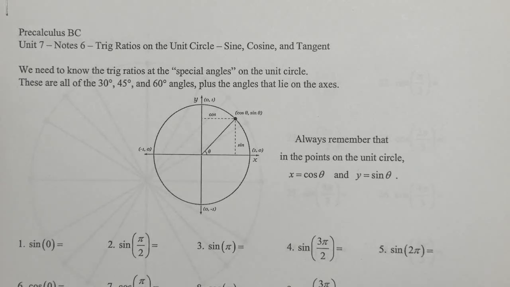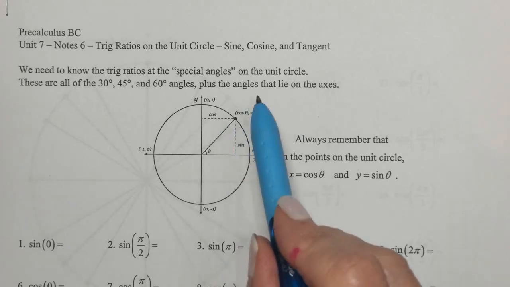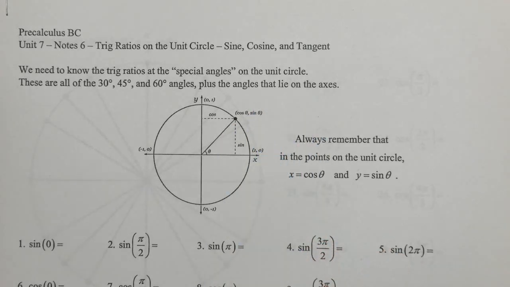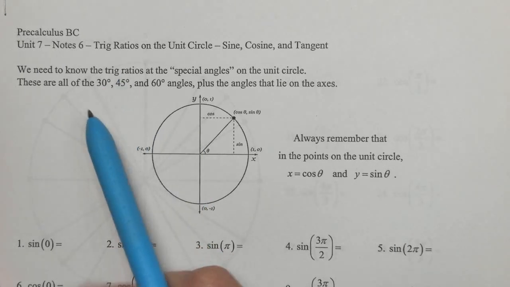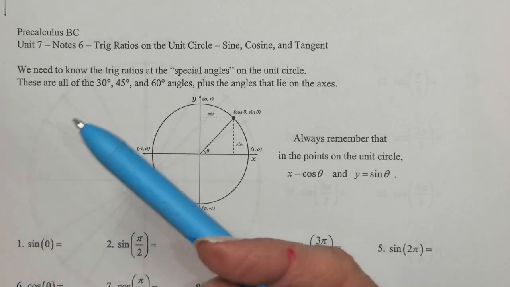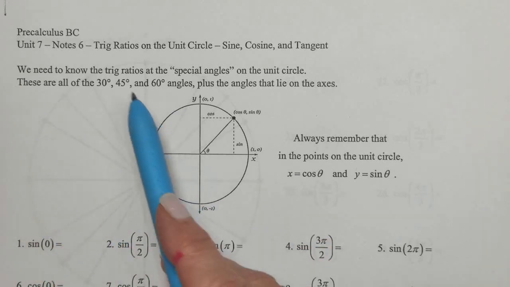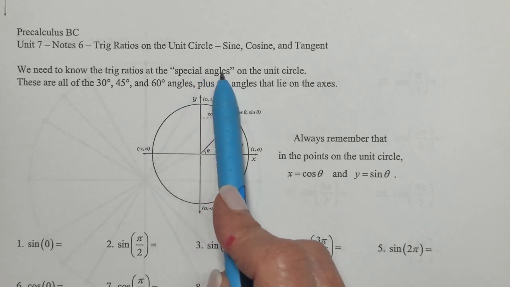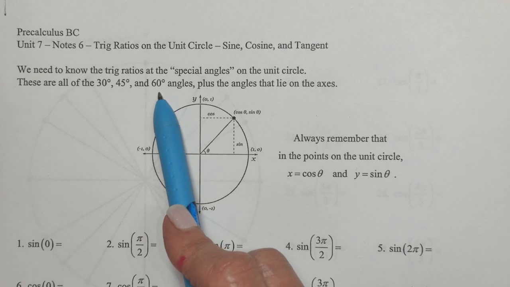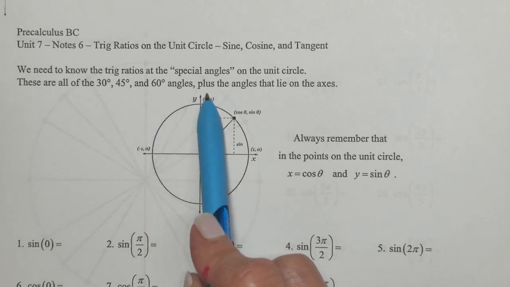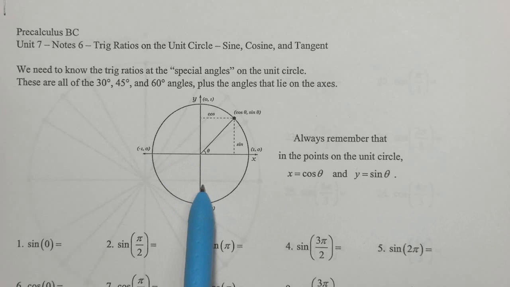Today we're going to take a look at the trig ratios on the unit circle. Today we're going to be considering sine, cosine, and tangent, and then tomorrow we'll do all of them. First thing to know, we're going to be learning and memorizing all of the trig ratios at all of the special angles on the unit circle. These are all the 30 degree, 45 degree, 60 degree angles, plus the angles that lie on the axes themselves.